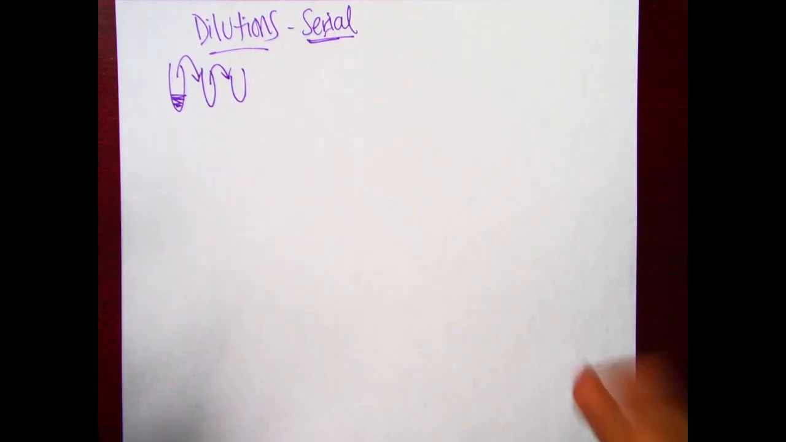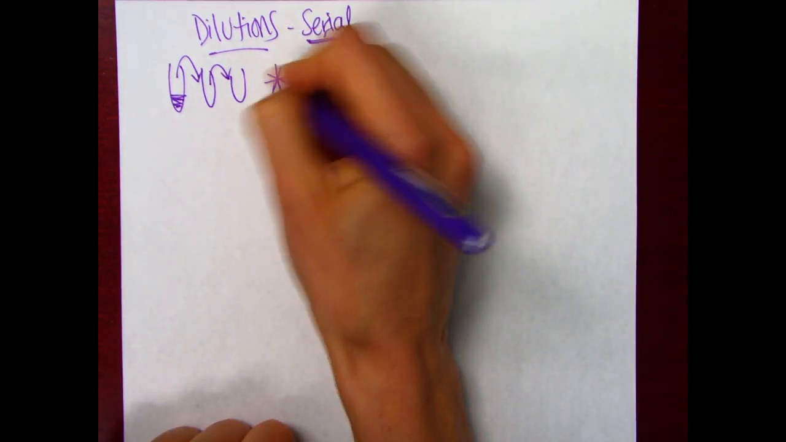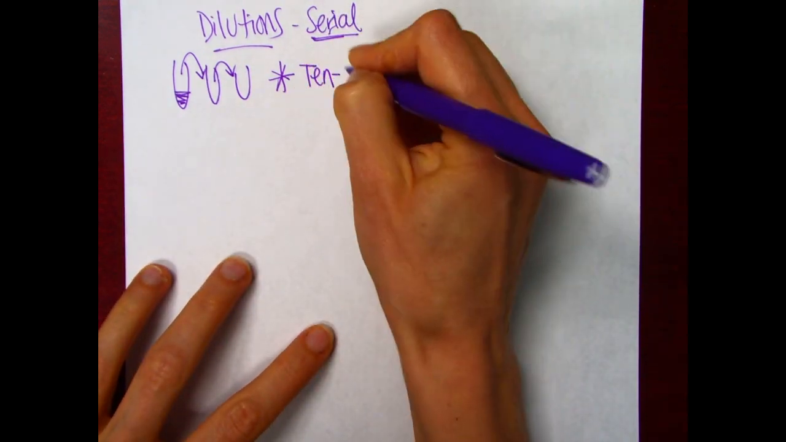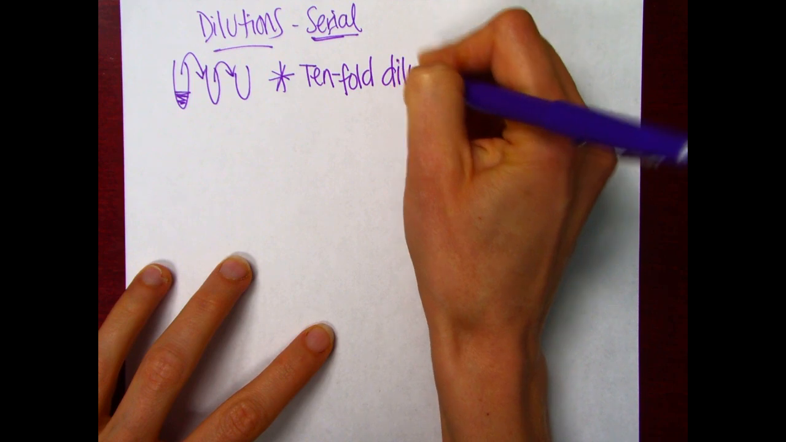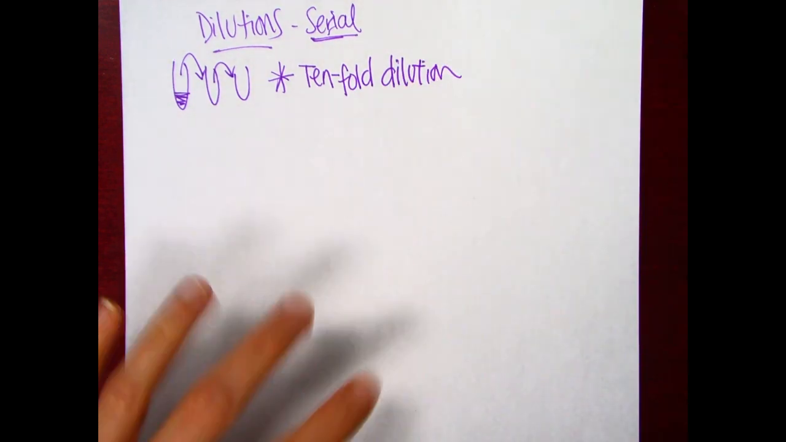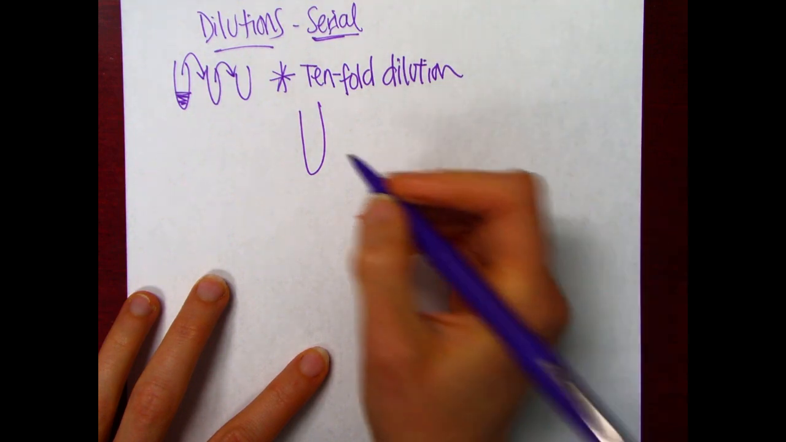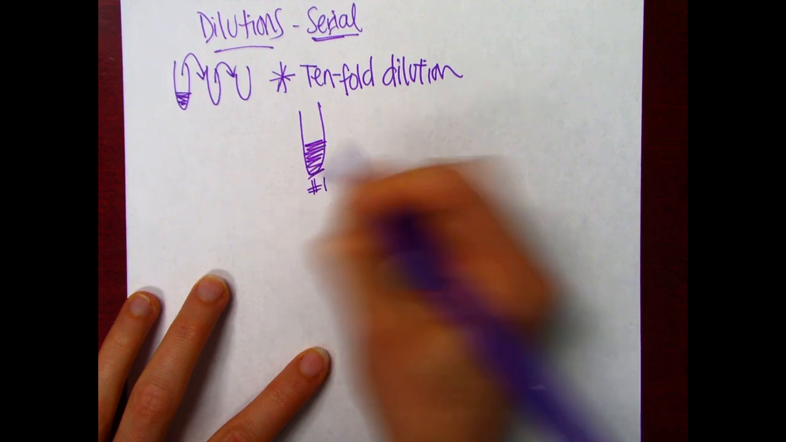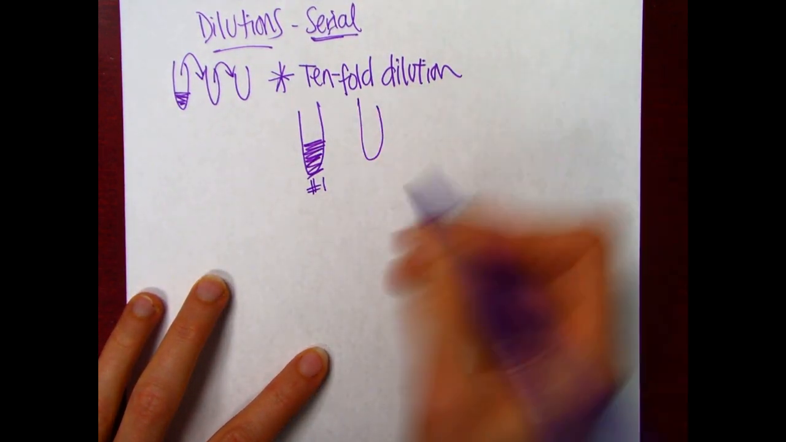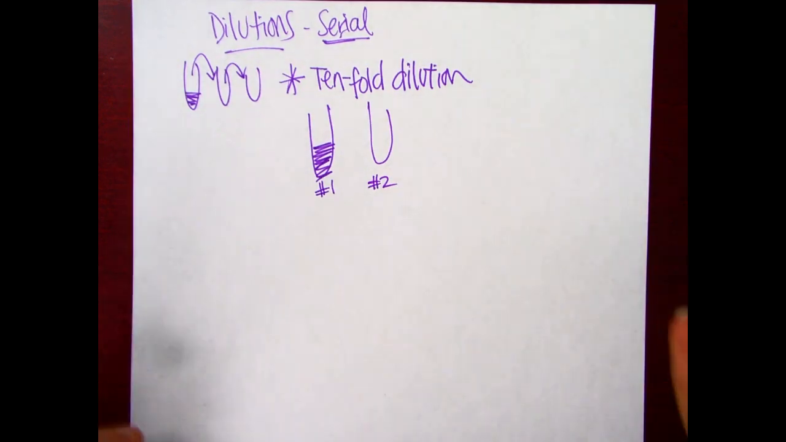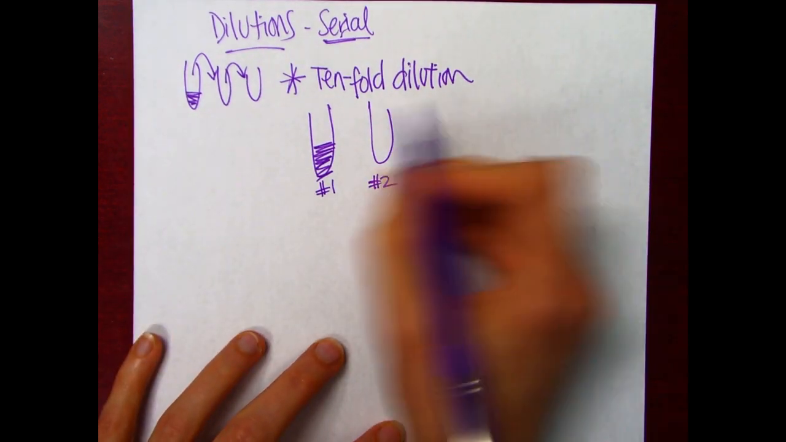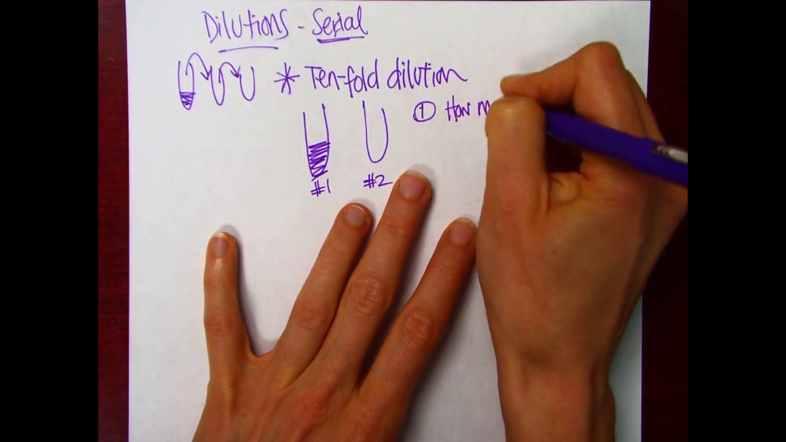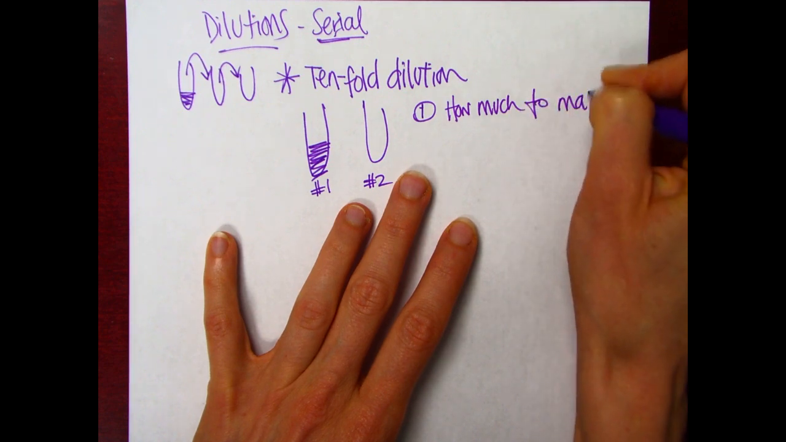Okay, good so far. The type of dilution that we are always going to be making is called the tenfold dilution. What this means is you have tube number 1, which already has some stuff in it. We are going to be making, in this instance, tube number 2. In order to do the tenfold dilution, the first thing that you have to figure out is how much you want to make. You can make any amount that you want.